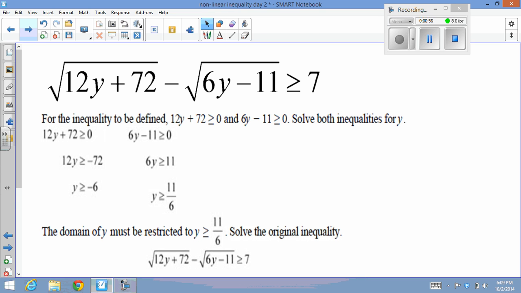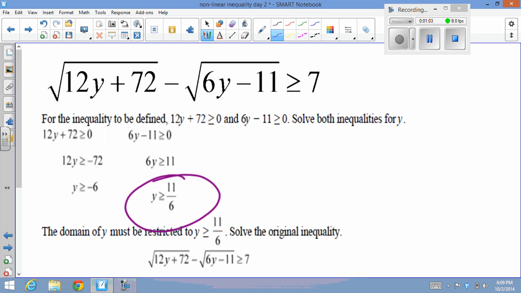I can't have a negative number, and I'm only going to be concerned with the larger of the two, because if I look at y being greater than or equal to -6, if I were to take a -5 and place it into this part of the equation, I would end up with an imaginary number. So therefore, I'm going to disregard y is greater than or equal to -6, and the only part of the domain that I can possibly use is y is greater than or equal to 11/6, because that means it will work in both parts of the inequality.